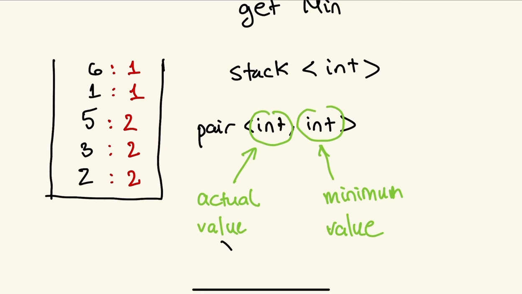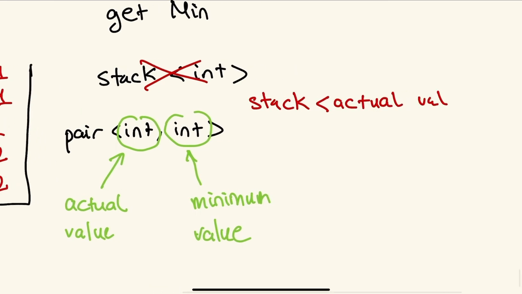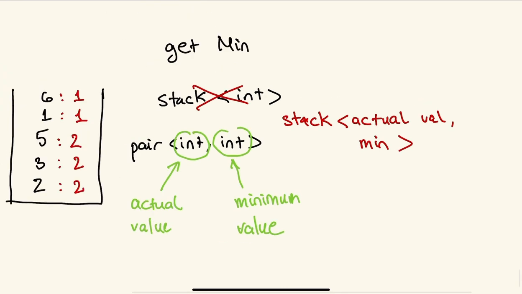So instead of the stack of integer, we're going to delete it and not use that. We're going to use the stack of two integers. Let's say the actual value and also the min value. So this is the stack that we are going to use for this problem. This is not a really tricky question, but it asks you to have a very solid understanding of the data structure, so that you can make use of it.